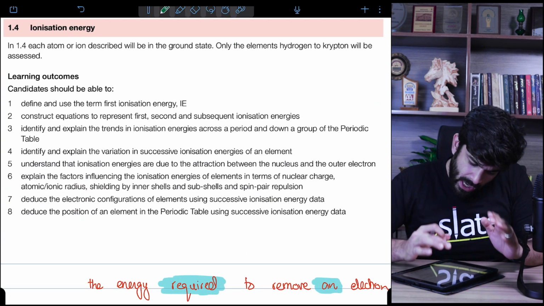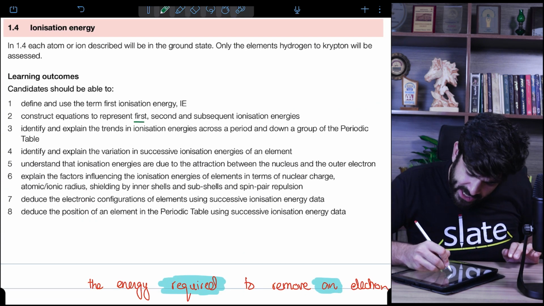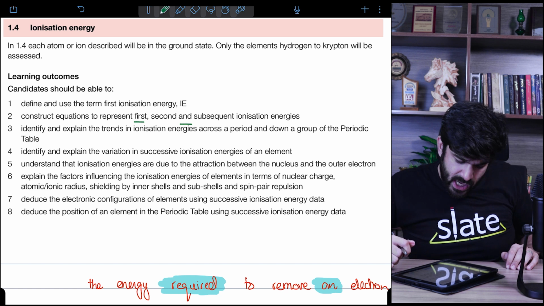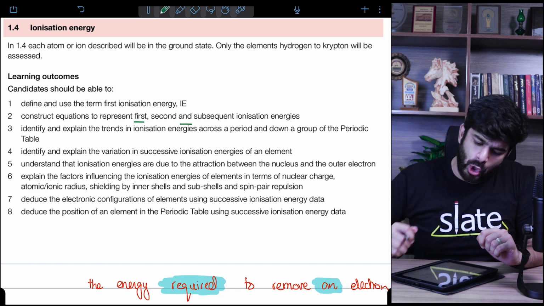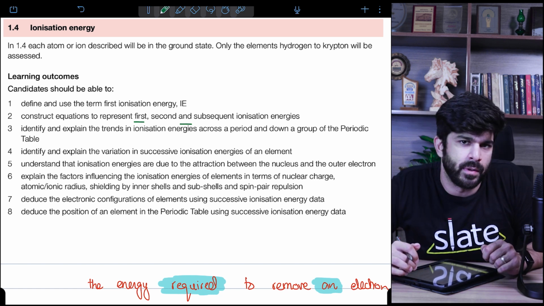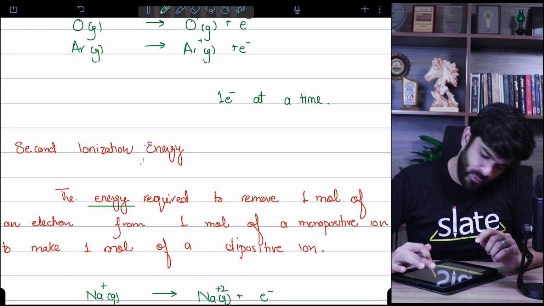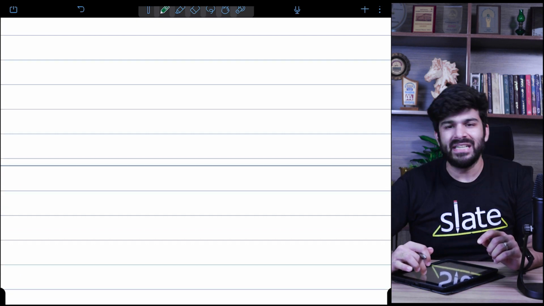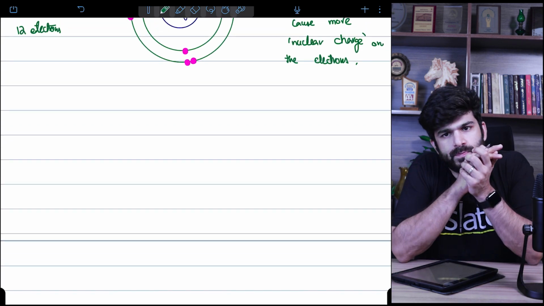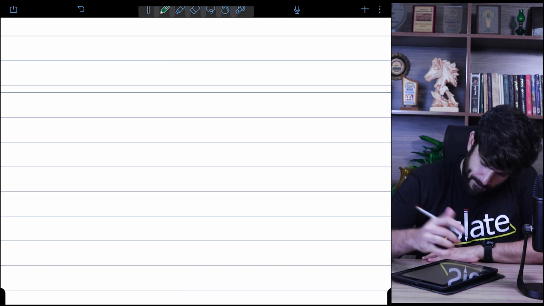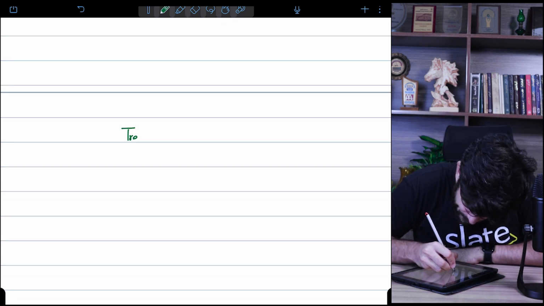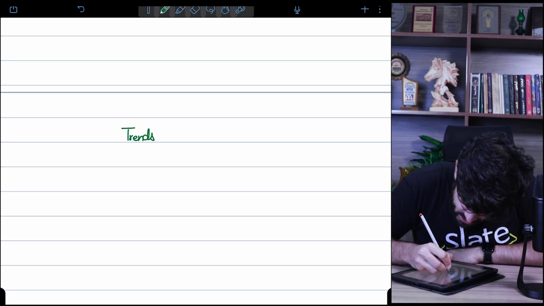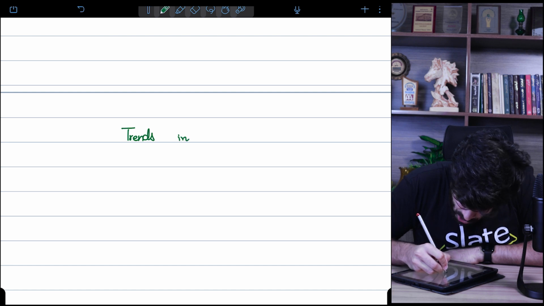So now we have constructed the first, second, and subsequent ionization energies. Identify the trends across the period and in a group of the periodic table. Now this is very important: trends of ionization energy, trends in the periodic table.